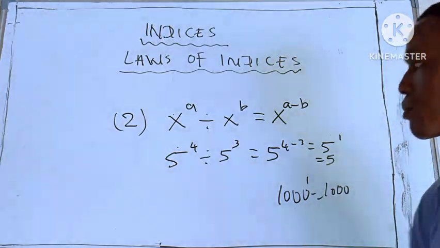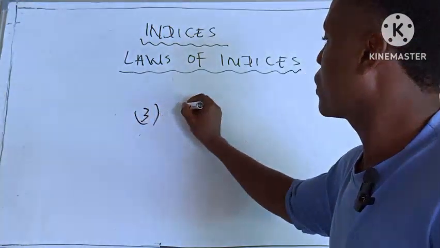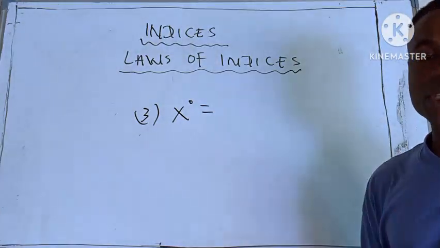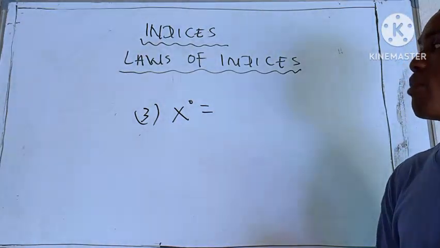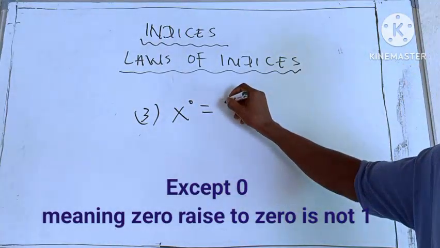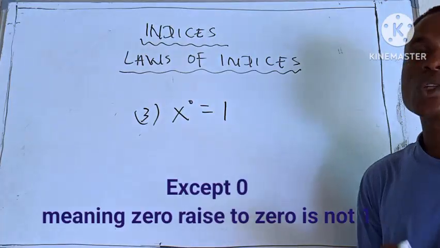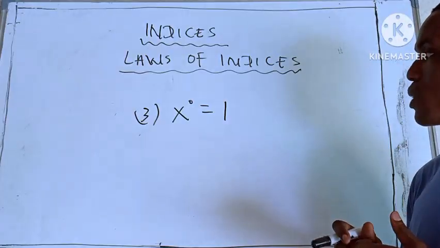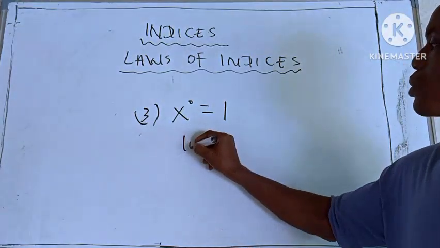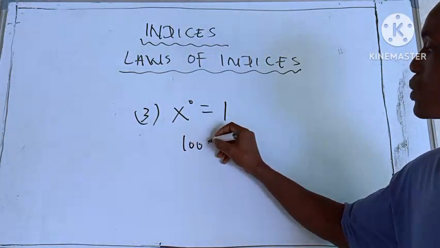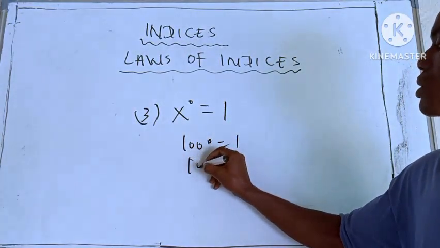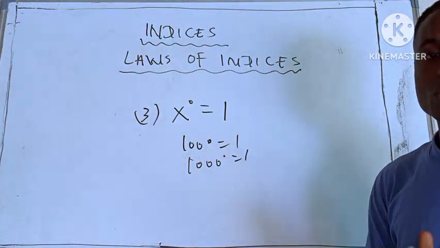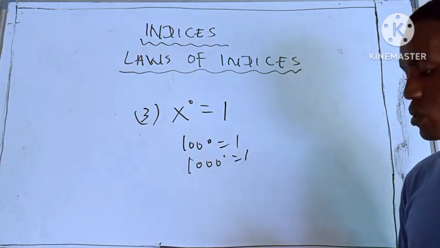So please follow me. Now the third law, x raised to power 0. This particular one is very simple. Any number or any alphabet raised to power 0 is 1. Just put it in your head. 1,000,000 raised to power 0 is 1. 100 raised to power 0 is 1. 1000 raised to power 0 is 1. Any number raised to power 0 is 1. So take note.